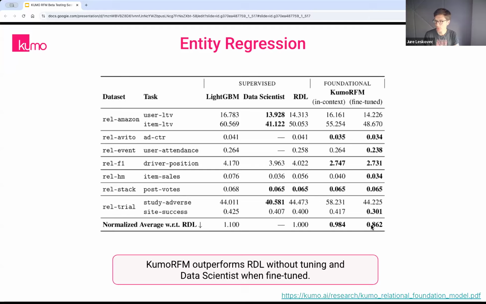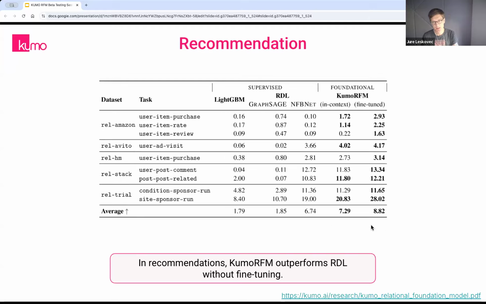And not only can this model do all kinds of classification and regression tasks, it can also do recommendation tasks, where we can say, what is a set of items a user is going to engage with. And again, here we see really good average performance across a number of different data sets and across a number of different recommendation tasks. And we see much better performance than, for example, GraphSage or NBFNet and so on.